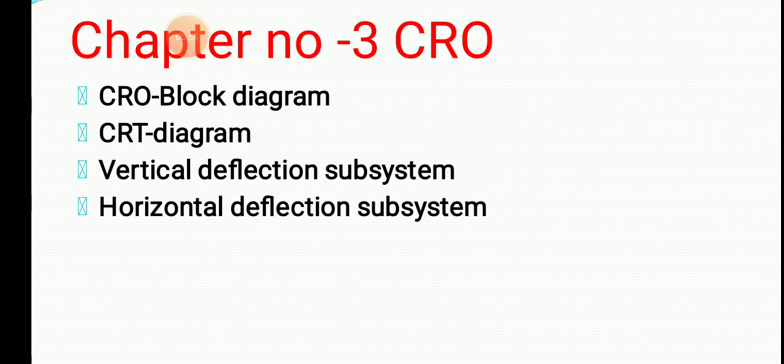what are the applications of CRO? CRO is used to measure two main parameters. One is for the X-axis, another one is for the Y-axis. In the X-axis you can measure the time period. In the Y-axis you can measure the amplitude or voltage. So what is that time period? Time period is one complete cycle, positive half cycle as well as negative half cycle, and amplitude you are going to measure in terms of volts. So that is in terms of the Y-axis.